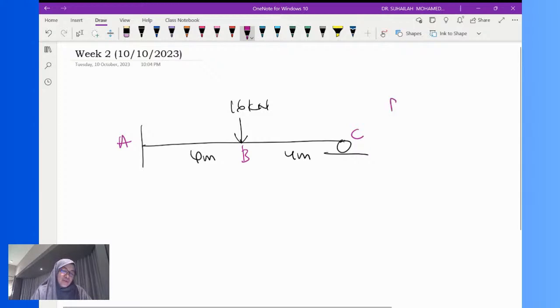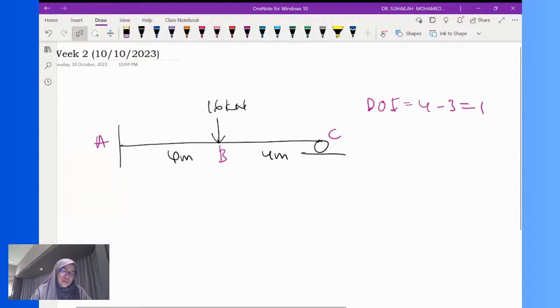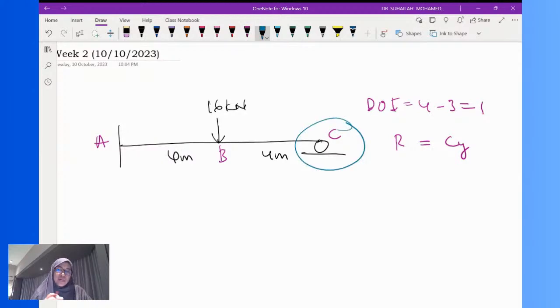If we check for DOI, it is 4 minus 3 equivalent to 1. So there is one redundant in the system, and the redundant, let's say it is CY, because it occurred at point C. Based on this, straight away we can write the compatibility equation, which we will write based on the displacement or the deflection at position C.